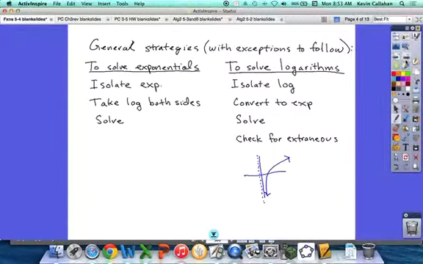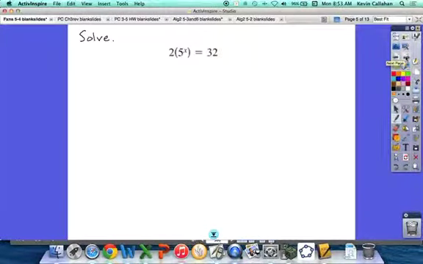So we're going to do some examples of each, and then we'll go through the exceptions, the things that are a little bit different. So here, this is an exponential equation, right? It's not a one-to-one. First step would tell you to do what?